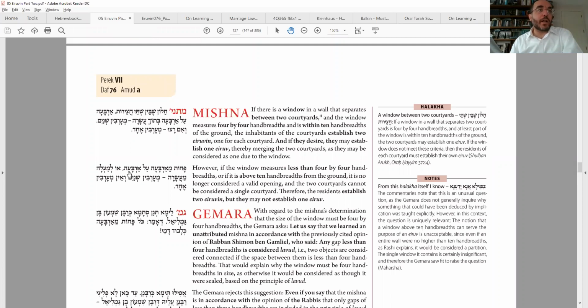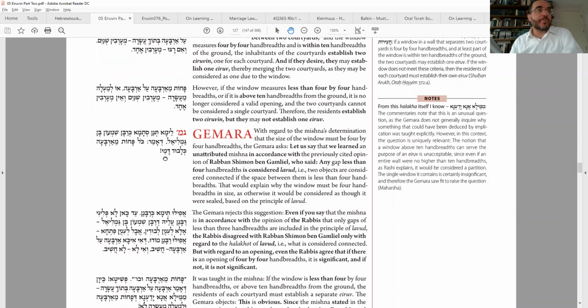The next Mishnah just says the opposite. Pachot me'arba'a al arba'a, o lema'ala me'asara, me'arvin shenaim, v'ein me'arvin ehad. If there is a window that's anywhere, but it's smaller than 4 by 4, or it's bigger, but it's above 10, then you have to treat the two courtyards as separate, and you cannot join them together in one eruv by putting the bread in one place. All right, so the Mishnah is simple enough.